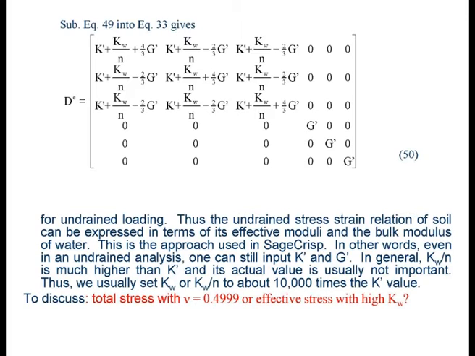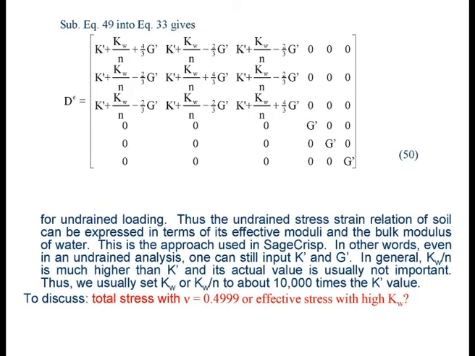Because that prescribes incompressibility. When you add a very high number over here, in terms of the bulk modulus of water divided by porosity, you are also prescribing incompressibility. You are, in another way, prescribing incompressibility. So the two ways are just different ways of prescribing incompressibility. Is that okay so far? This is how programs like Plaxis work.